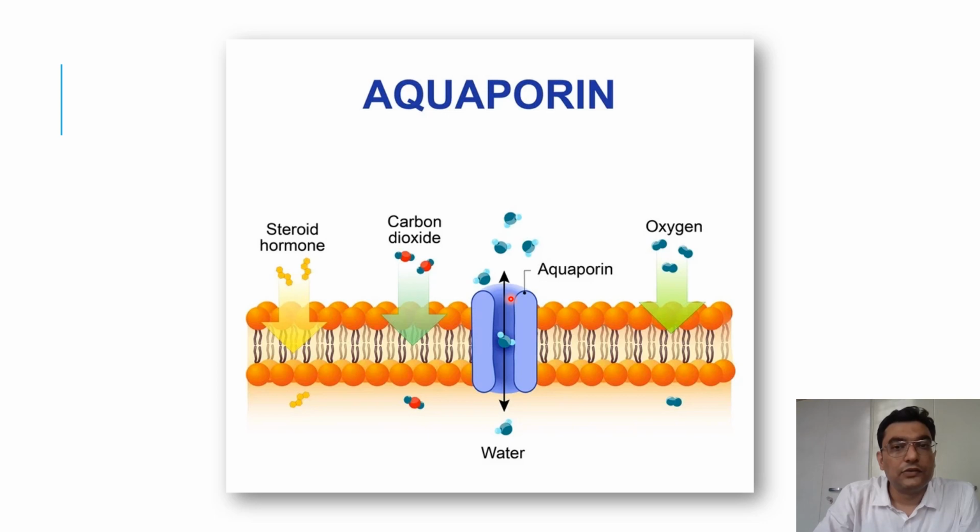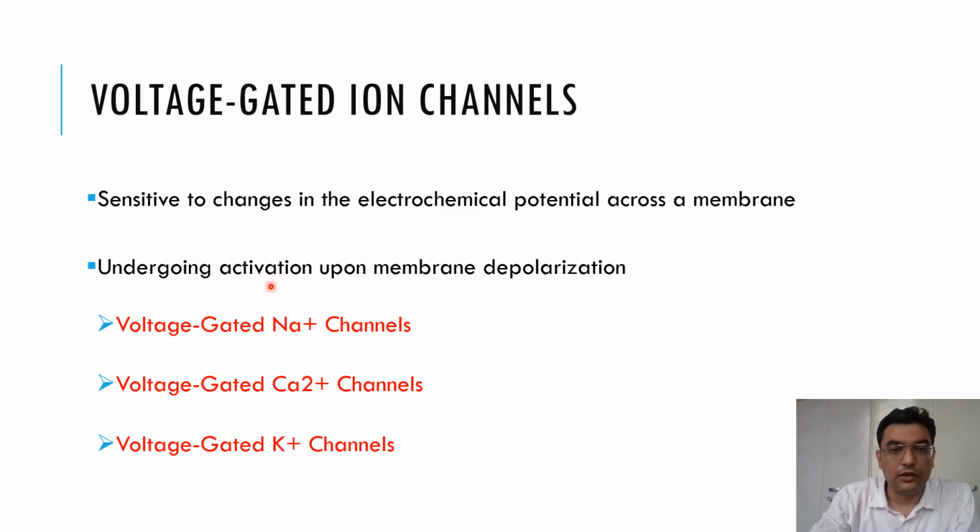They selectively permit rapid passage of water, and the pore is too narrow to permit the passage of any hydrated ions. Okay, so that is about aquaporins. Now we saw the simple diffusion through the cell membrane, as well as the aquaporins. Now we will talk about the channel proteins.